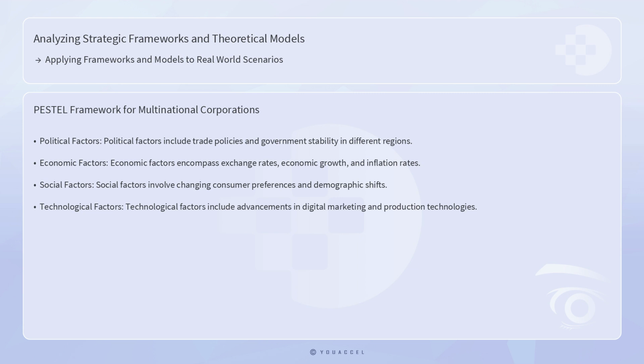Legal factors involve compliance with international laws and regulations. By systematically analyzing these factors, Unilever can develop strategies that align with external conditions, such as adopting sustainable practices to meet environmental regulations and leveraging digital technologies to enhance consumer engagement.